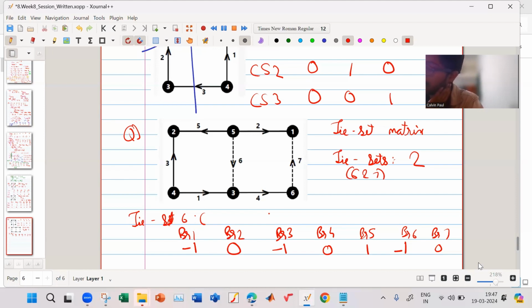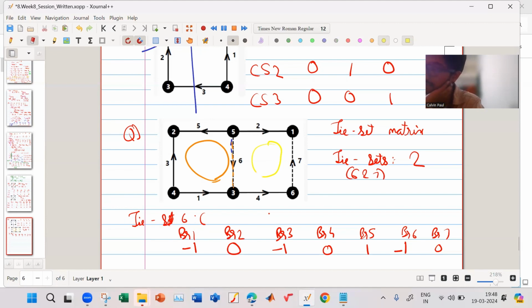So what exactly is a tie set? Whenever we get a tree, using the link, I am joining this link with the tree, and I'm forming a closed path. That is why I'm forming a tie set, right? So for tie set 6, this is not the closed path, because the link is open. Only one link I'm adding, right?